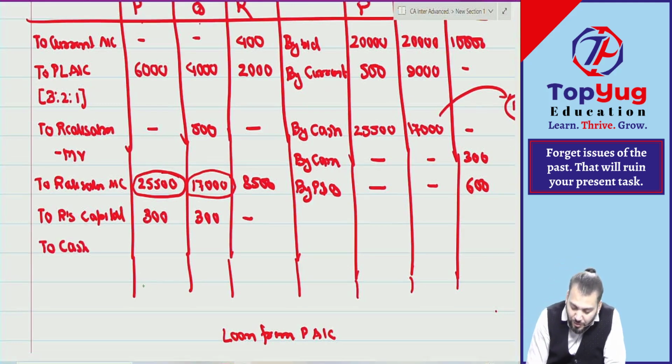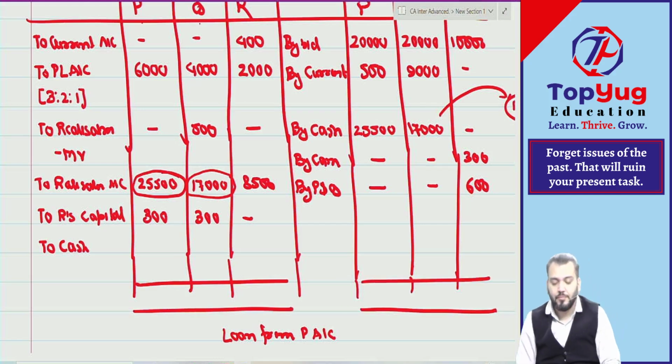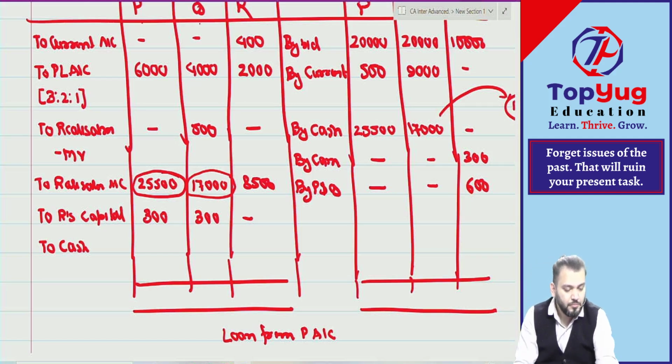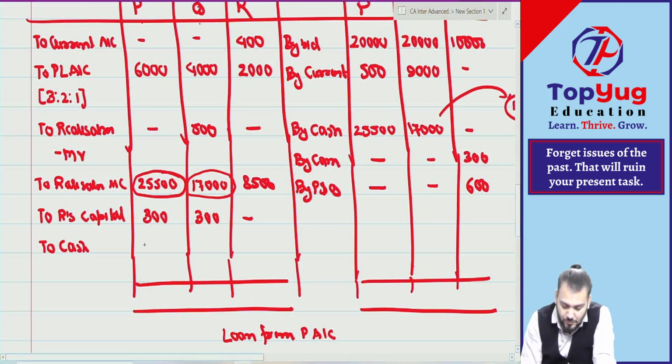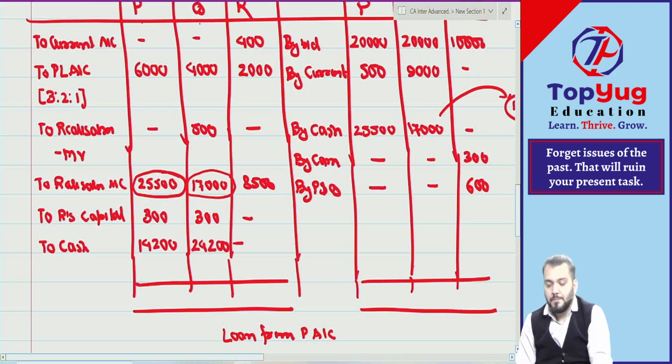Cash. Can you give me the closing balance of P and Q? That will be paid in cash. How much? 14,200 and 24,200. Done. Simple. Correct.